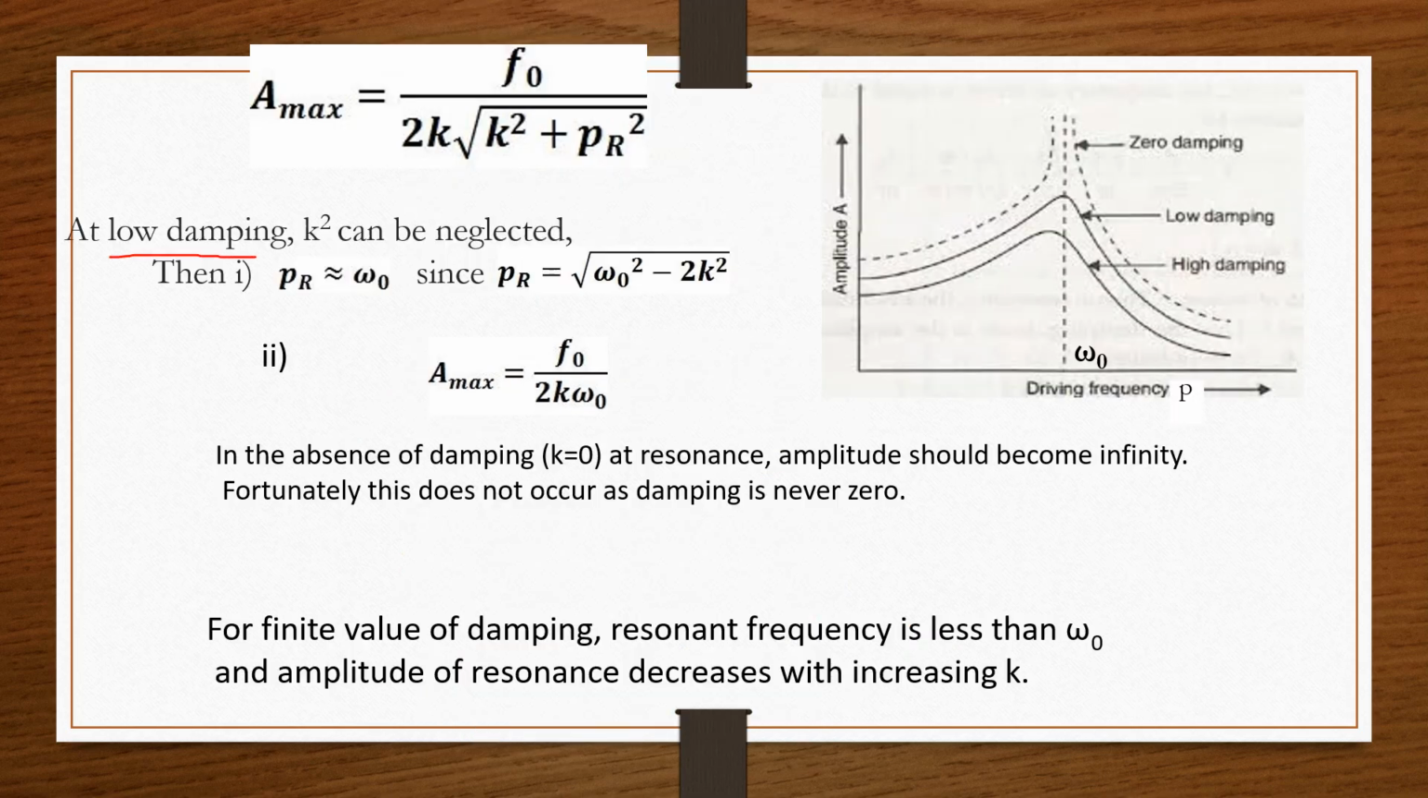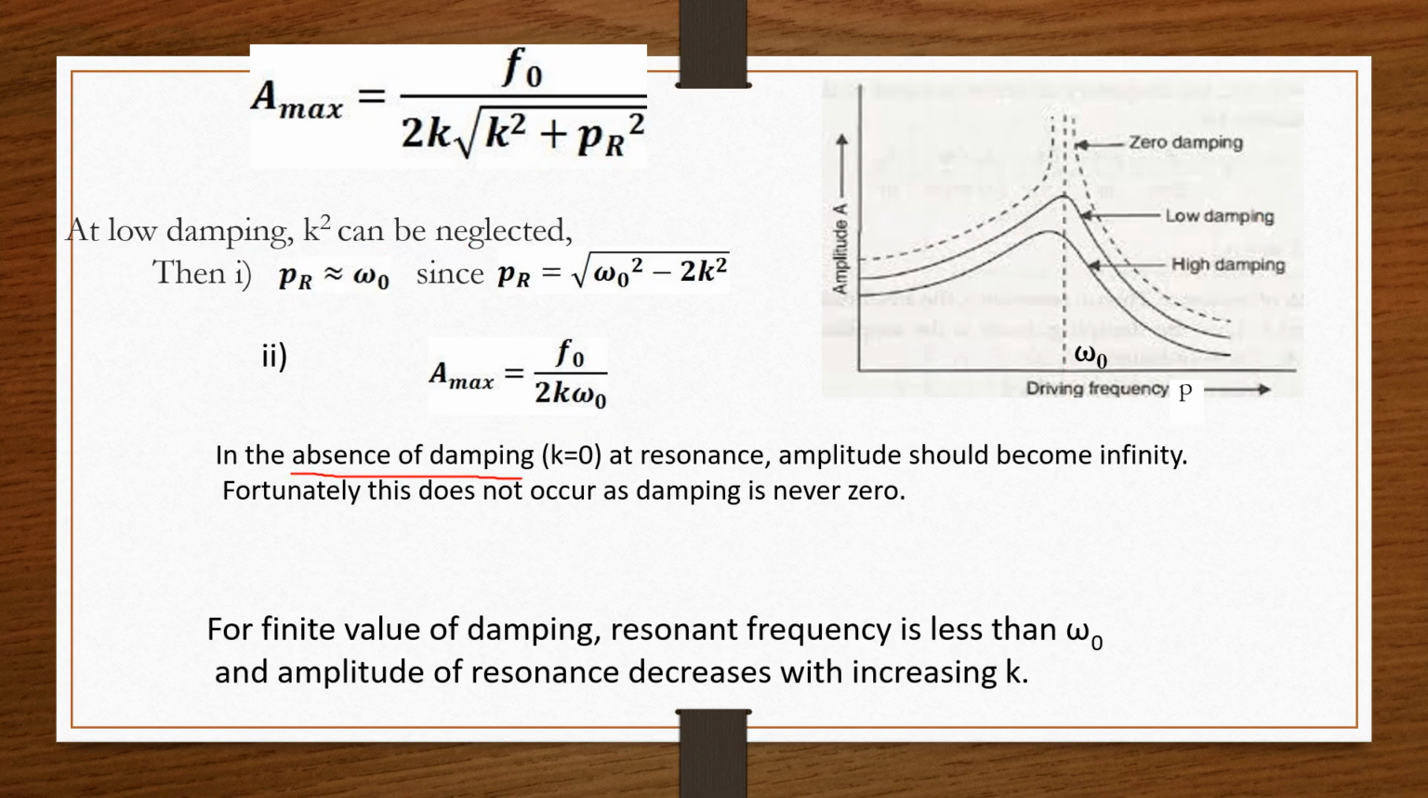At low damping, that is, when k is very small, k square can be neglected. So A max becomes equal to F0 by 2k omega 0, and p_R becomes approximately equal to omega 0. So you can see that in the low damping case, amplitude is much higher compared to the high damping case, that is, when k is large. Also here p_R is approximately equal to omega 0, the natural frequency.